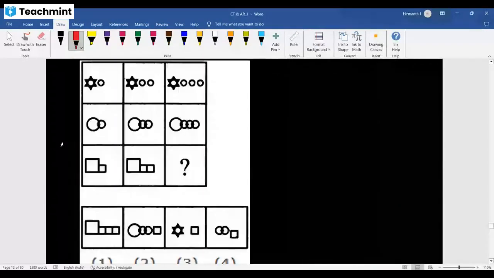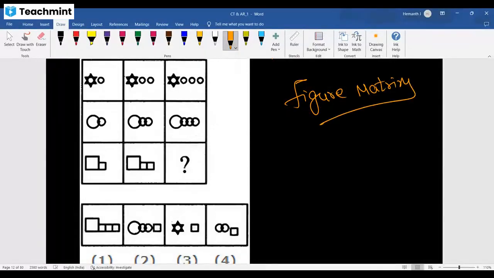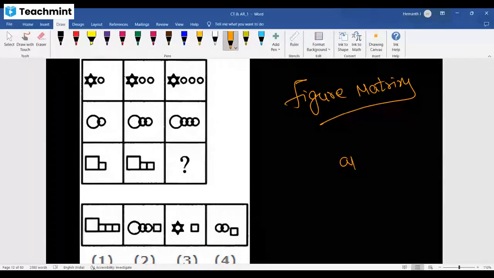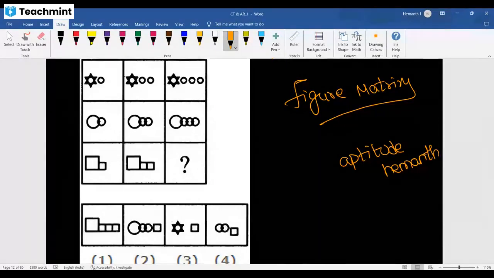Now, this is figure matrix. This is also explained in those 3 video clips that I shared just now in your group. Figure matrix. All these videos are available in my Telegram, or maybe on my YouTube channel, Aptitude Hemanth. You can just search on the YouTube channel. There is spatial aptitude, and the unfolded dice concept you can also search there, or in my Telegram group Aptitude Hemanth. Everywhere you can find it. It is already shared in your groups also.